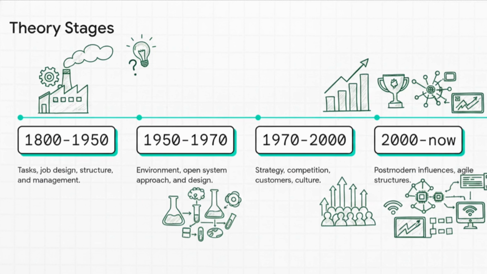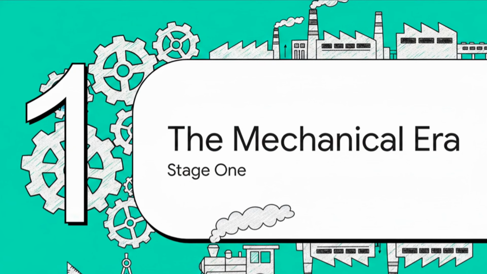The absolutely crucial point to remember here is that each of these shifts didn't just happen by accident. They were triggered by a rapidly changing world. From the Industrial Revolution driving Stage 1, right through the mid-century multidisciplinary science boom in Stage 2, into the highly competitive corporate battlegrounds of Stage 3, all the way to the complex, globalized, tech-driven world we live in today. So let's start right at the beginning.